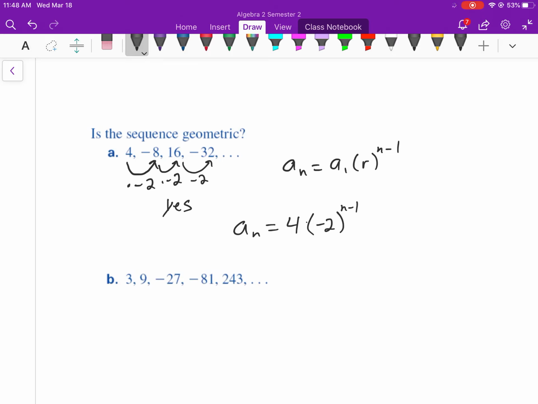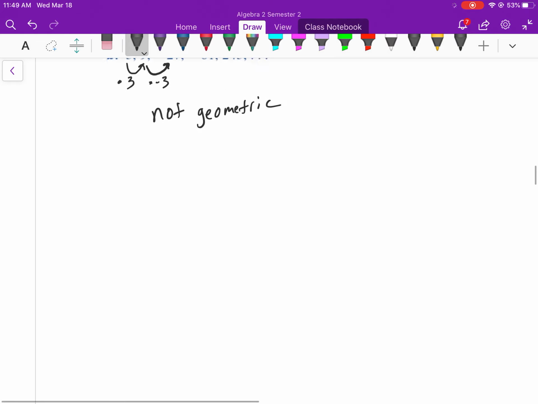Moving on to b. To get from 3 to 9, I would have to multiply by 3. To get from 9 to negative 27, I would have to multiply by negative 3. Now, 3 and negative 3 are complete opposites, meaning we are not multiplying by the same common ratio. We don't have a common ratio, meaning it is not geometric. Not geometric, we can't use our a sub n is equal to a1 times our common ratio to the n minus 1, again, because there is no common ratio in this sequence.